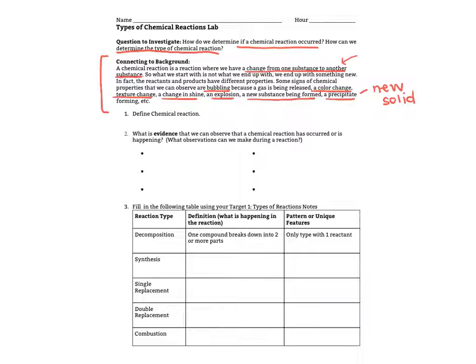Next, it says, what is evidence that we can observe that a chemical reaction has occurred or is happening? So this question is, what observations can we make during a reaction? Think back to the labs that we've done already. There was also a section up in our background that gave some examples. Between you and your partner, I want you to come up with 6 good examples. If you have 5 and your partner has a different one, add that. Help each other out. Pause the video and talk to your partner about evidence of the chemical reaction.